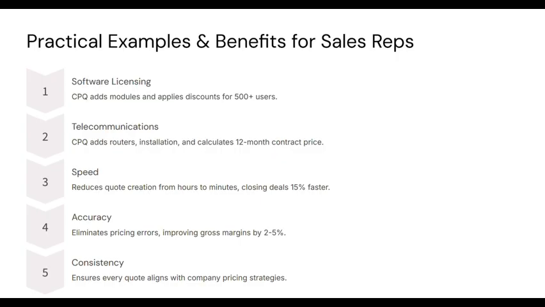Software licensing. Let's say you are selling Salesforce software to a company with 500 users. Normally, you have to manually add modules, apply volume discounts, maybe talk to finance. But with CPQ, the system does all of that for you. It automatically adds the right modules and applies the correct discount based on the number of users.